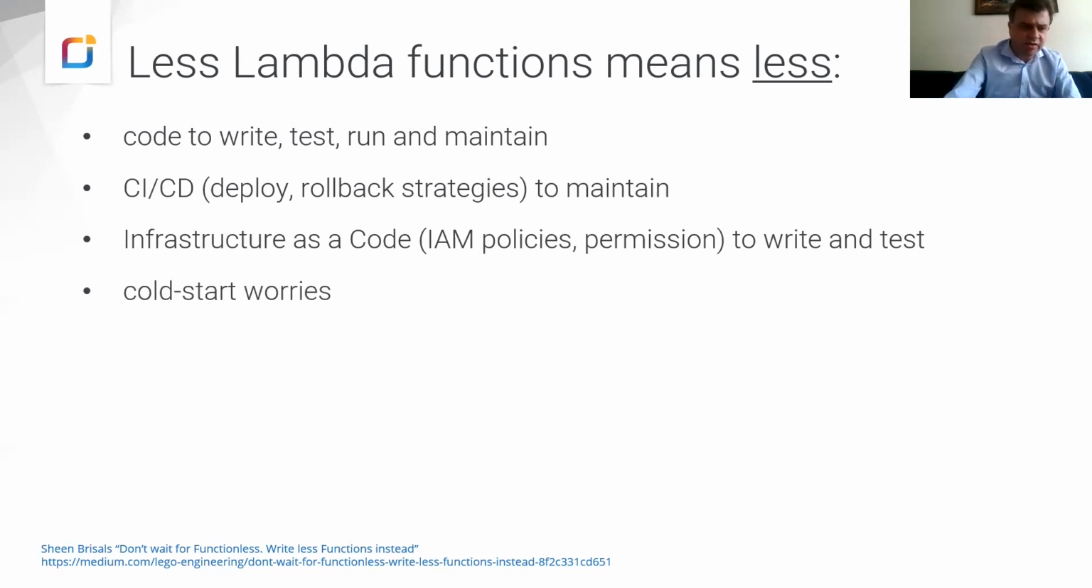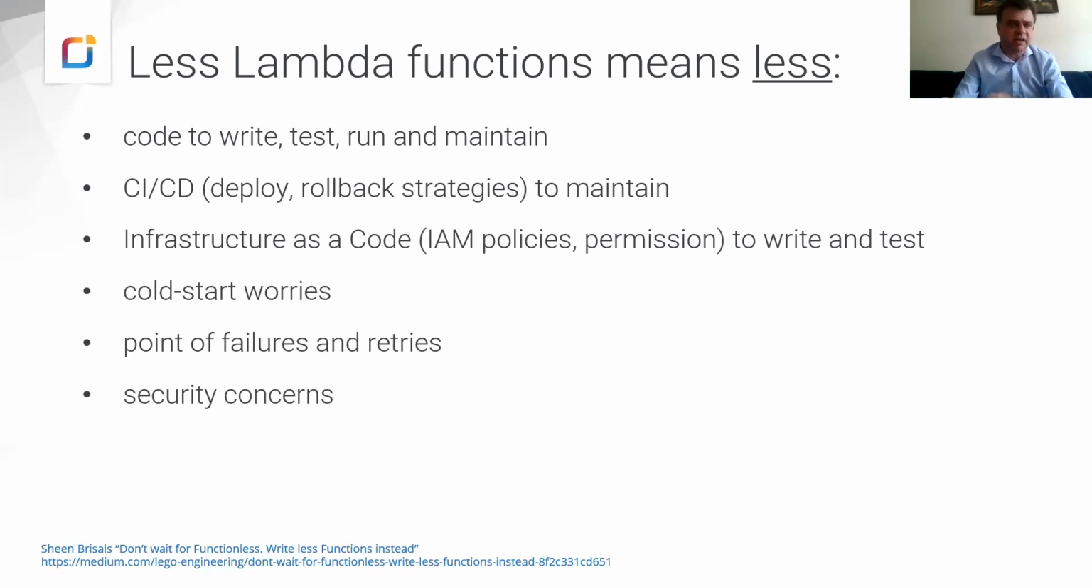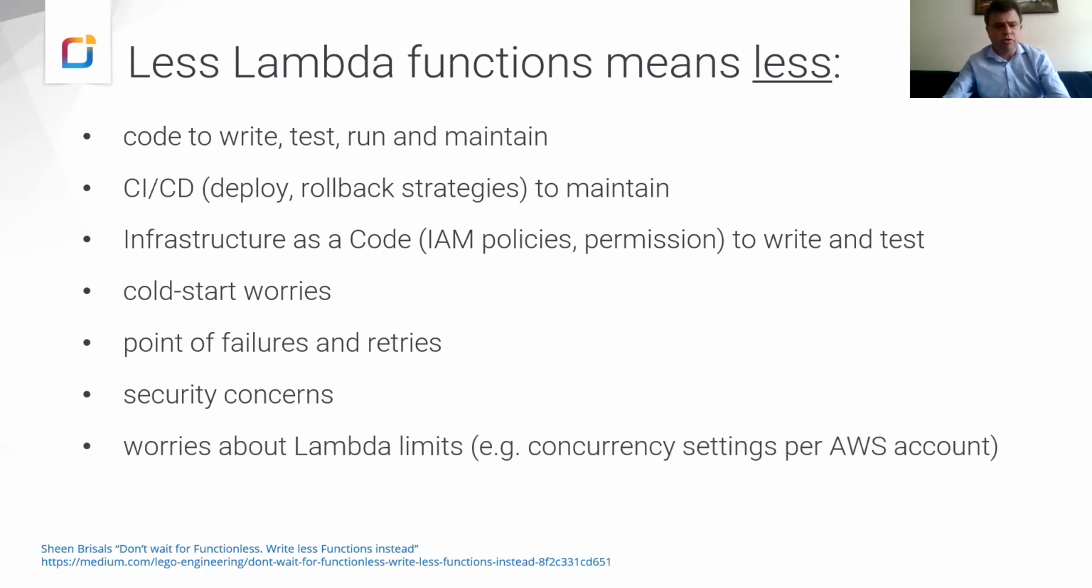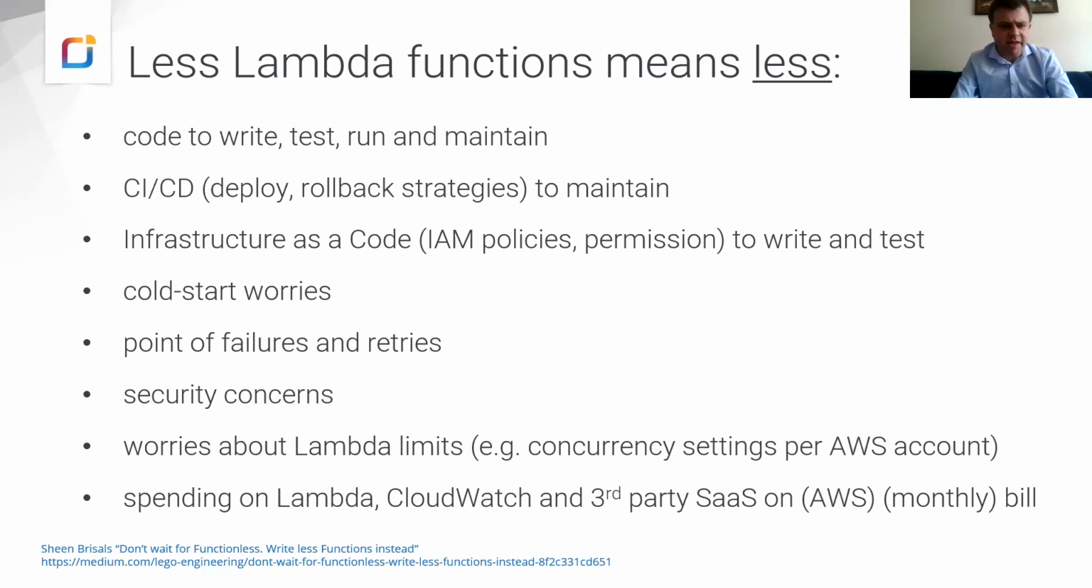Lambda comes with cold start worries, so fewer Lambdas, fewer worries, fewer points of failure, because everything fails and may be retried. Also fewer security concerns, such as whether the Lambda can be attacked with some malicious event. Also, you don't worry about Lambda limits like concurrency settings per account that you may consume. And also less spending on Lambda, because CloudWatch and third-party monitoring services sometimes rely on the number of Lambda calls. So it may reduce your monthly bill, but may also increase it depending on the situation.